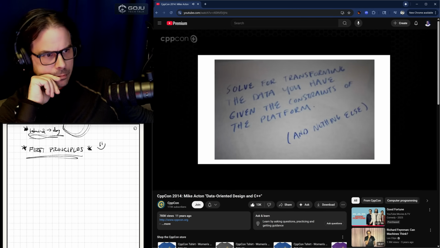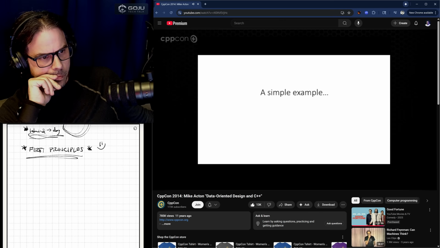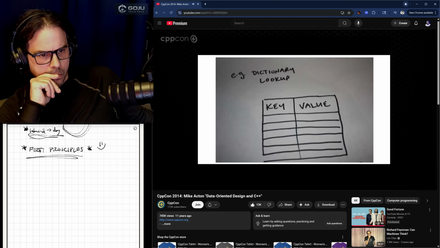So solve for transforming the data that you have, given the constraints of the platform, and nothing else. Just do that. Let's look at just a simple example to help put this in some context.